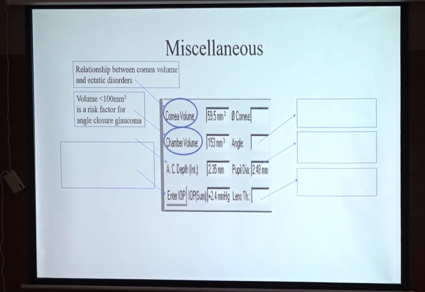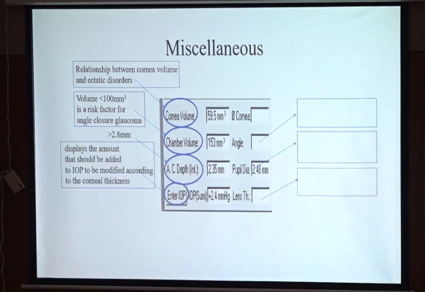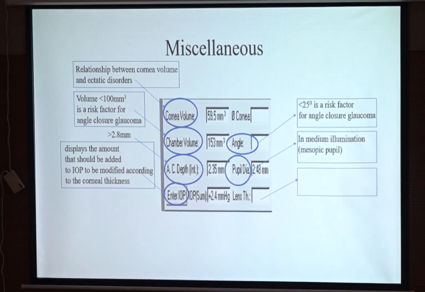The anterior chamber volume is depicted, which if it is less than 100 millimeter cube, is a risk factor for angle closure glaucoma. The AC depth should be more than 2.8 millimeters. Then it also gives you the corrected IOP while considering the corneal thickness. The angle of the eye can also be calculated in this, which if it is less than 25 degrees, is a risk factor for angle closure glaucoma. The pupillary diameter can also be depicted, and the lens thickness is also calculated, but for that the pupil should be dilated.